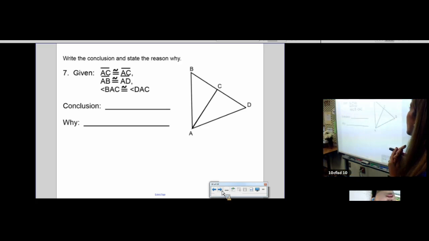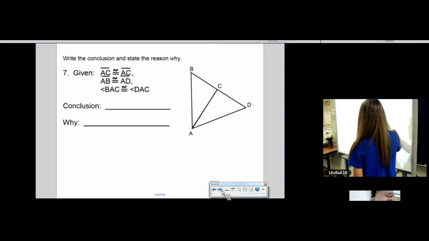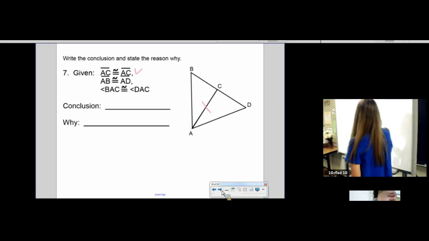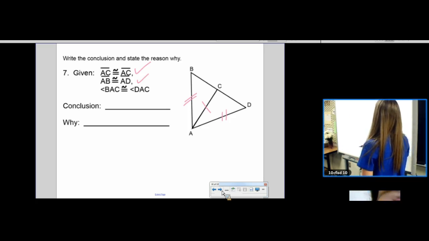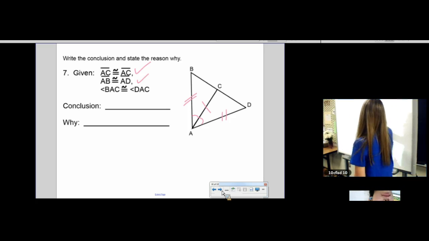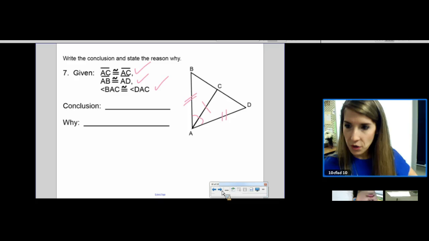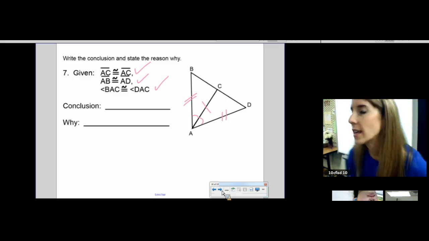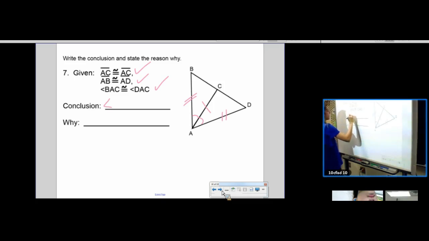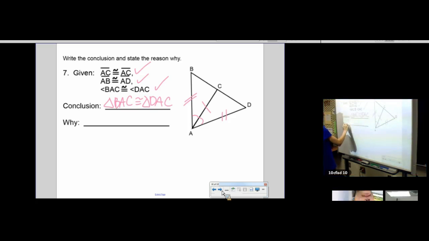Okay. Given AC is congruent to AC, check. AB is congruent to AD, check. And angle BAC is congruent to angle DAC. Okay, I'm giving a lot of stuff. We were lucky. What can we conclude if those are our givens? We can conclude that the triangles are congruent. Triangle BAC is congruent to triangle DAC, and why? Side, angle, side.